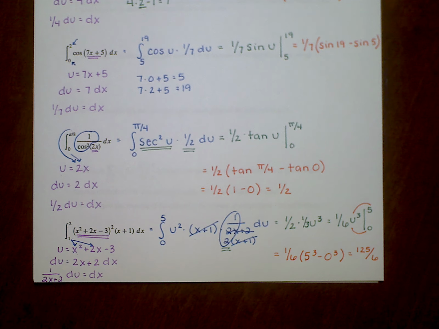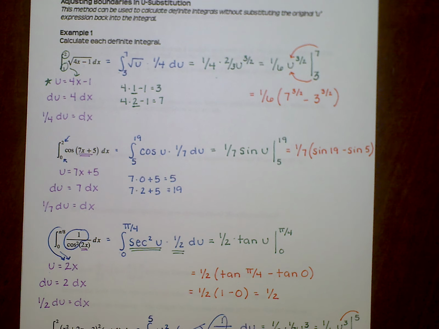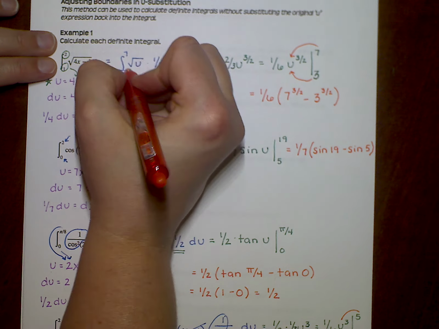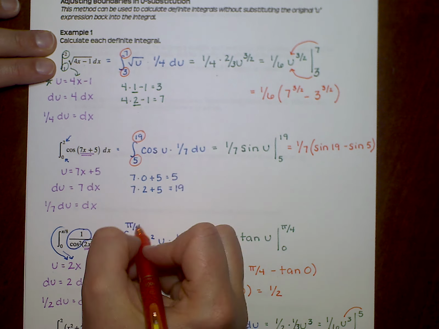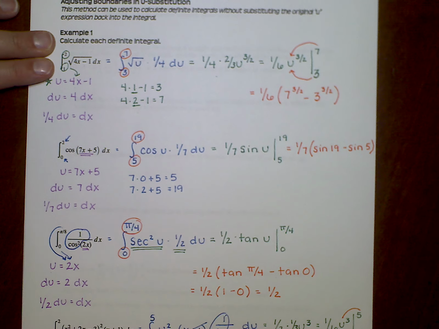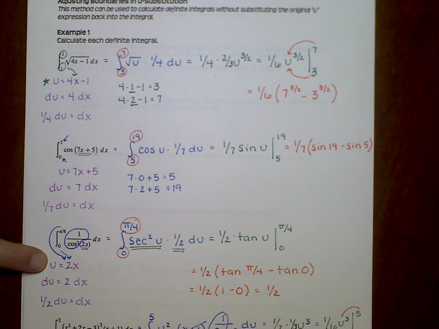Okay. So that was really the point of today. It's still just u-substitution. But the big new thing is understanding how your endpoints switch when you're working with a definite integral. How do I get these new endpoints? And the short answer is your original endpoints were in terms of x. So you just use this u statement to convert your endpoints to something in terms of u.